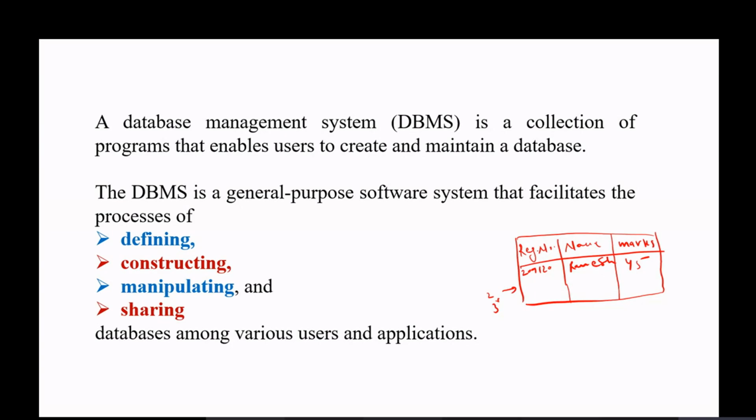So just as we studied the database, we had a general definition. After that, we supported that definition by giving three implicit properties. Now we have the definition of the database management system. Now we are supporting it by elaborating these four processes: defining, constructing, manipulating, and sharing.